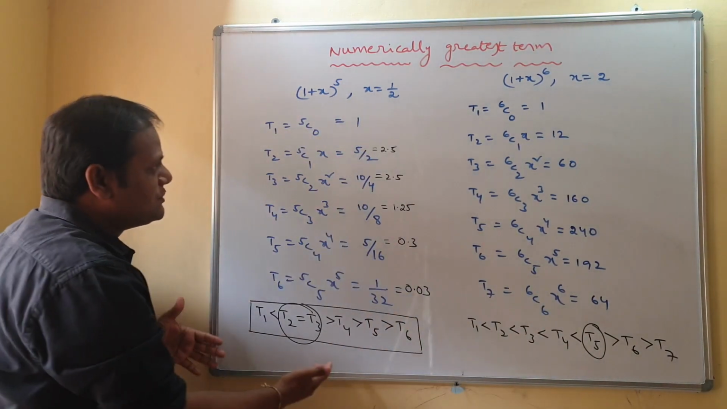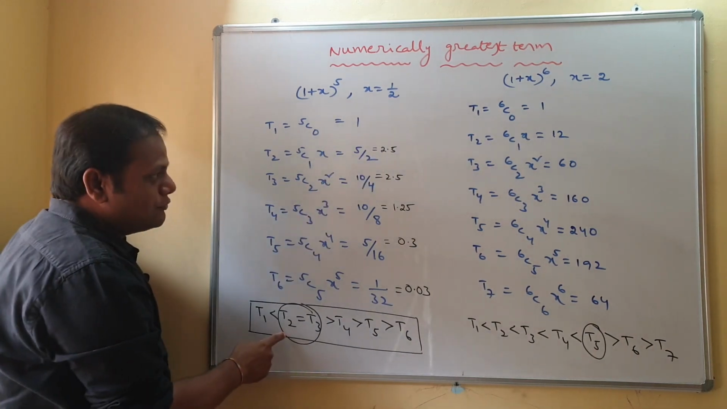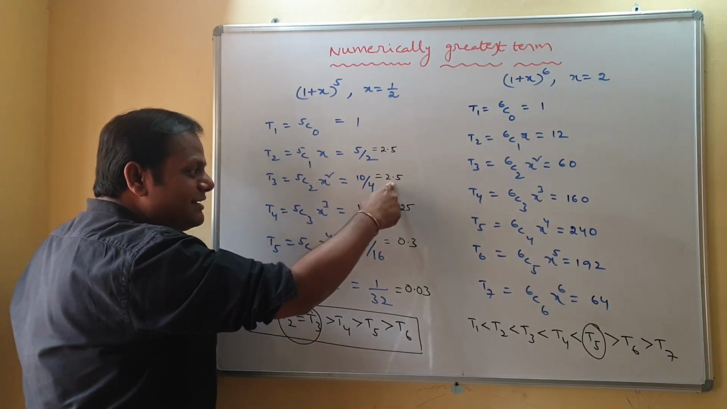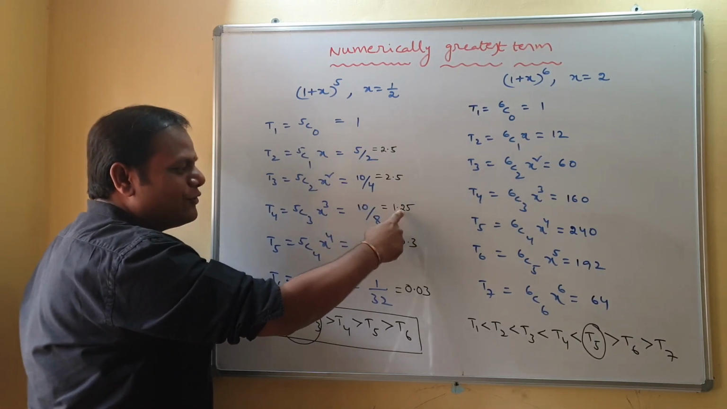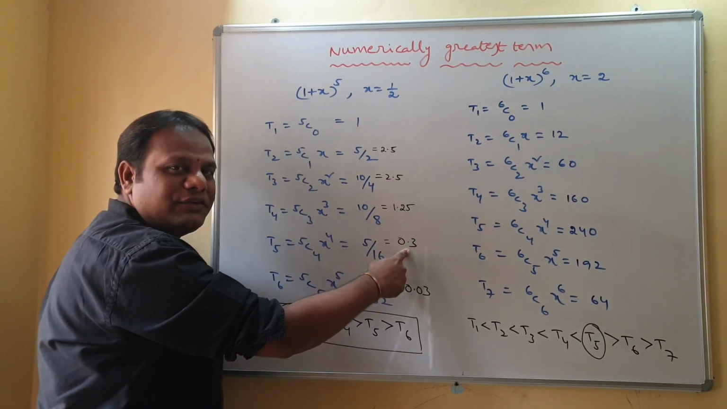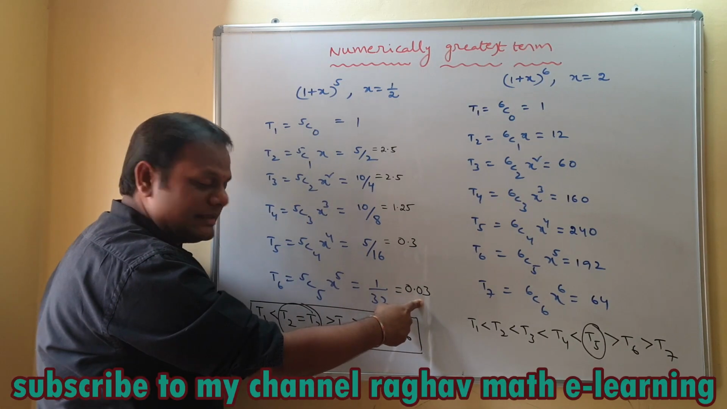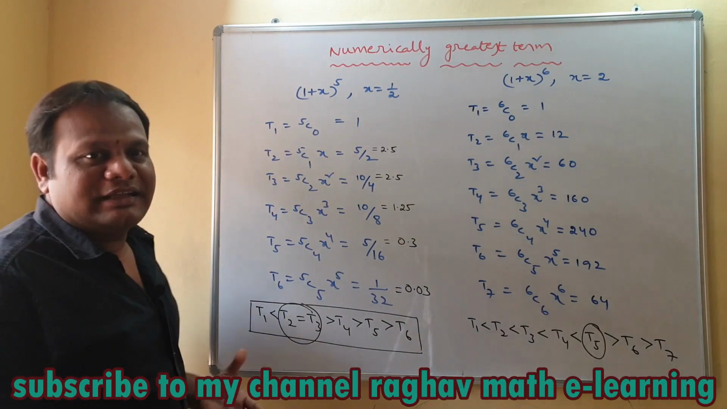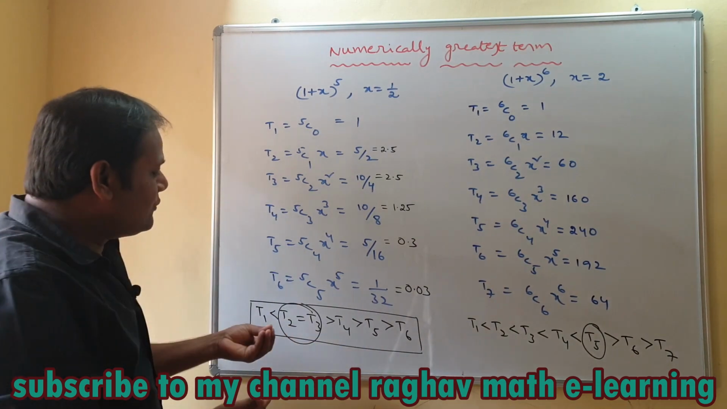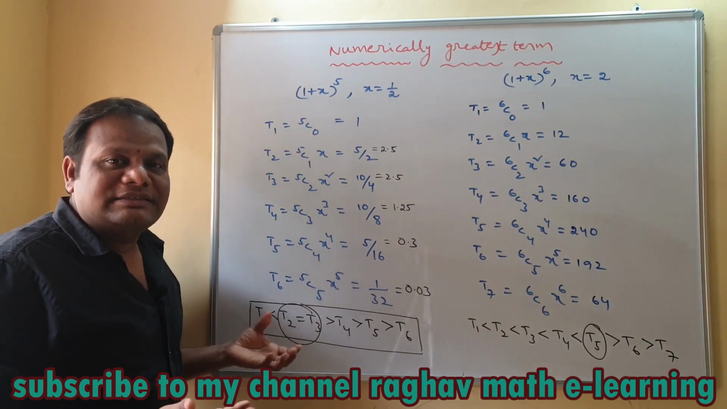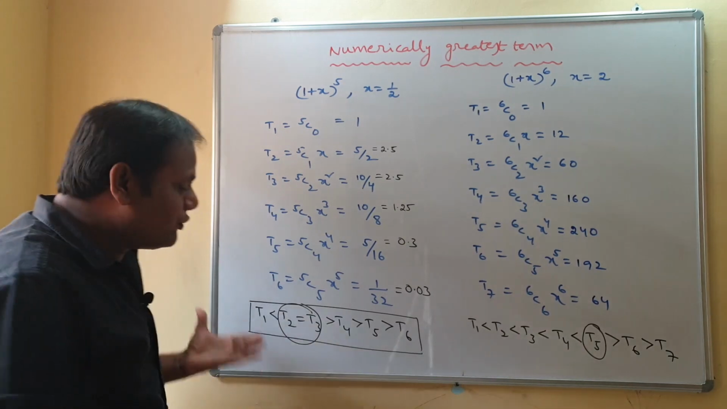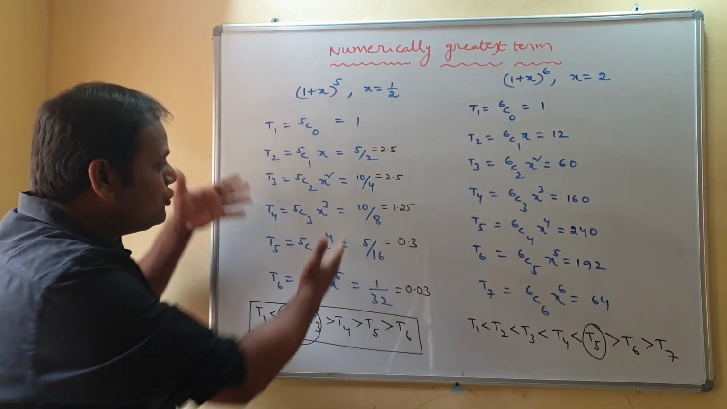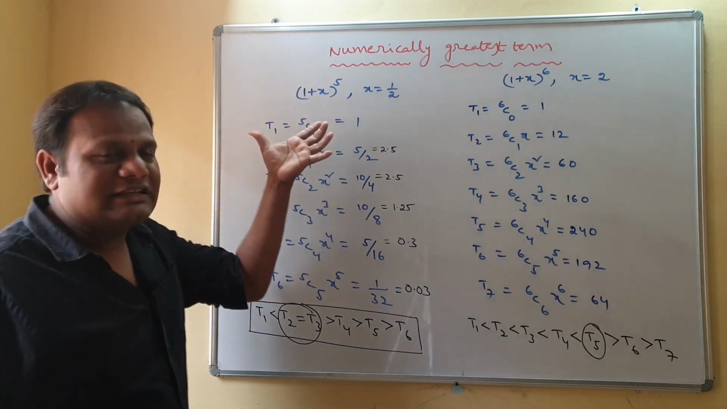In this one you observe T1 < T2, but T2 = T3, but T3 > T4, T4 > T5, T5 > T6. So from this, what is the numerically greatest term? Here we have two terms as numerically greatest terms. What are those terms? The second term and the third term are the numerically greatest terms in this expansion.